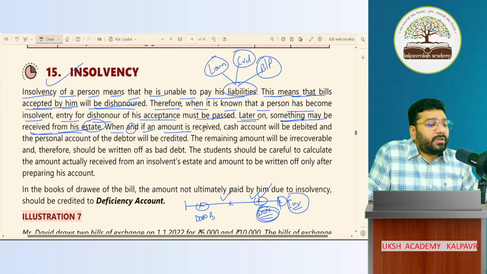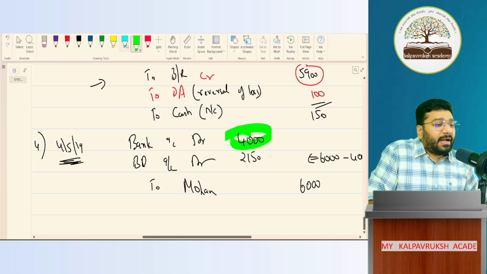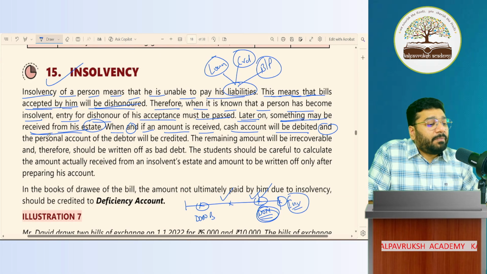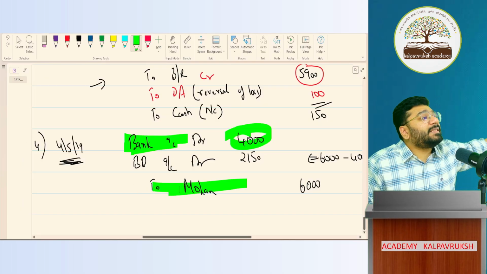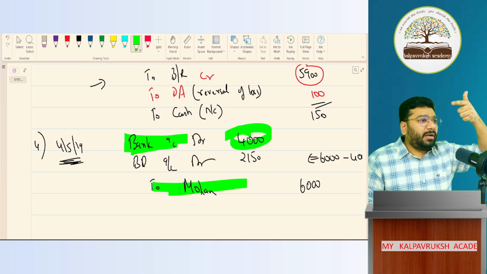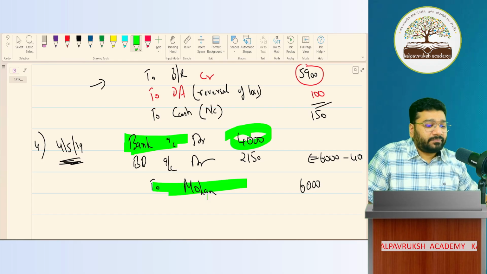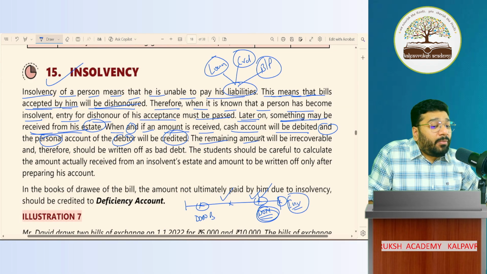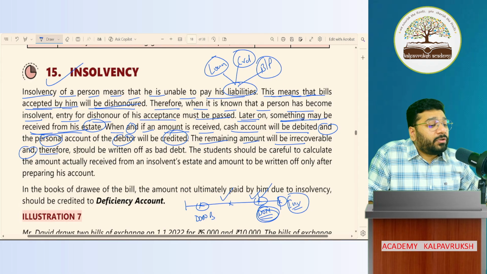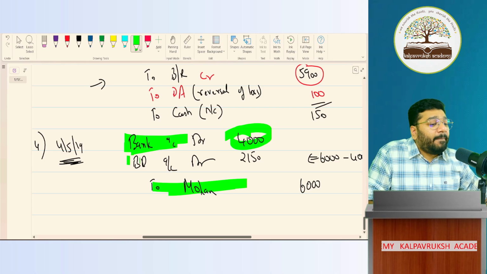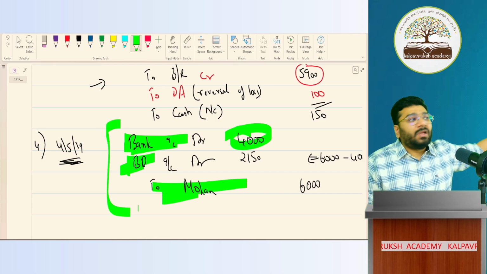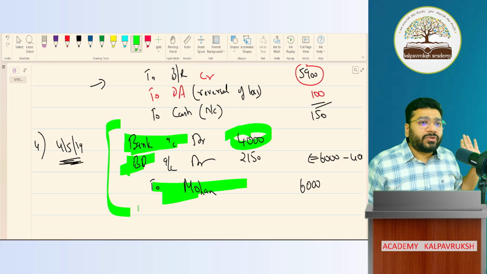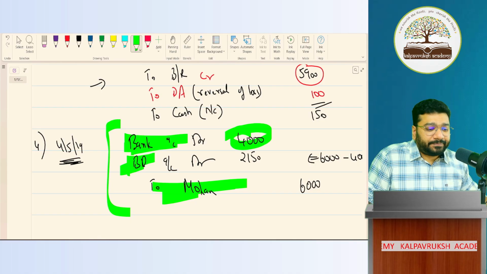Later on, something may be received from his estate. When and if any amount is received, cash or bank account is debited, and the personal account of the debtor is credited. Correct? The money has come, bank account debit. To that extent, close debtor. Okay, not okay. The remaining amount will be irrecoverable, and therefore it should be written off as bad debt. What is bad debt entry? Bad debt to debtor. Correct? Got it? Not got it? Both have combined together. If you want, you can pass separately also, or you can pass combiningly also. Which will save time? Combining will save time.